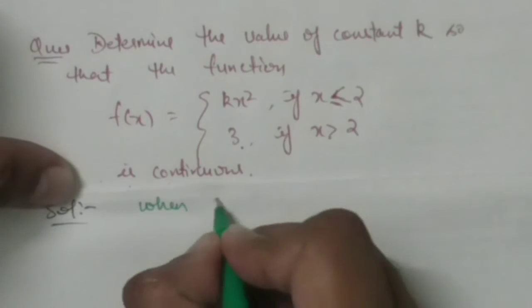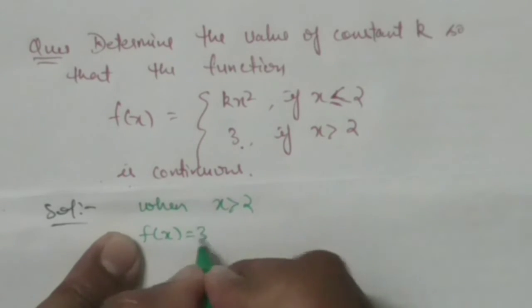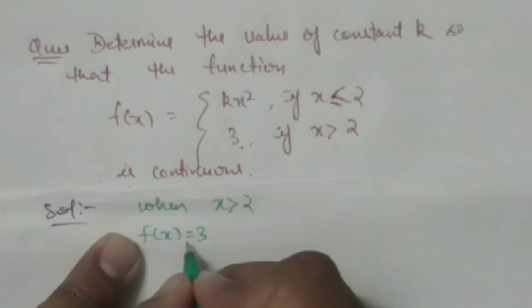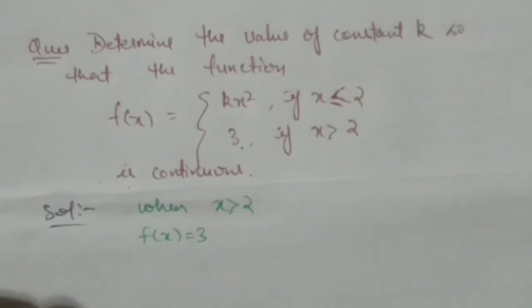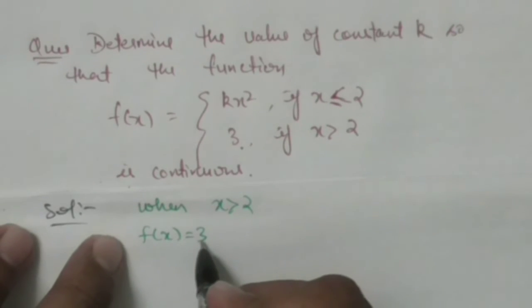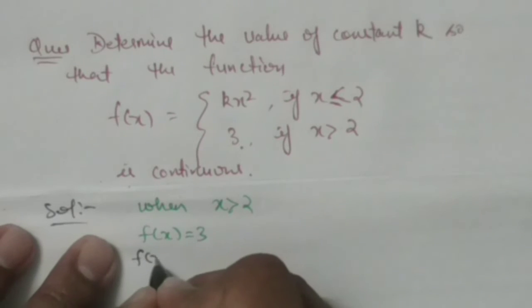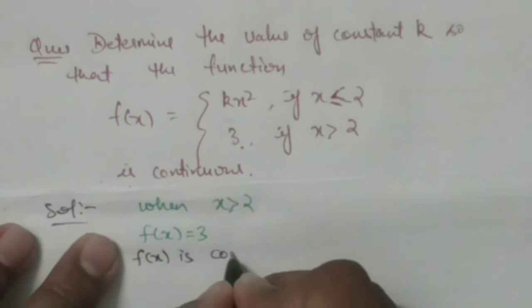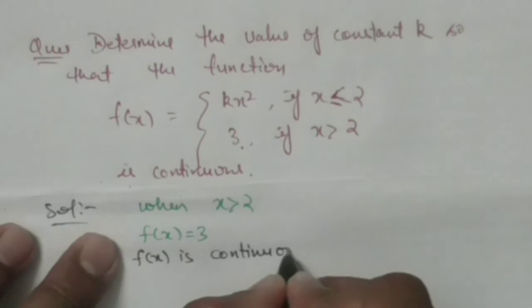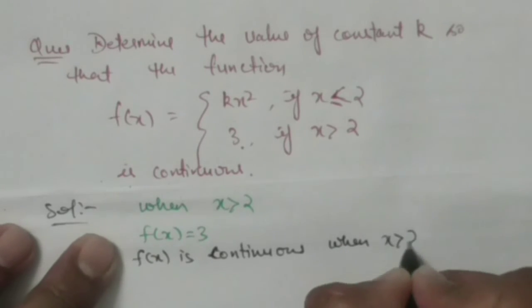when x is greater than 2, f(x) is equal to 3, which is a continuous function, because f(x) is equal to 3 is a constant function, and constant functions are continuous. It is the property which we studied in previous video. So when x is greater than 2, then the function f(x) is continuous.